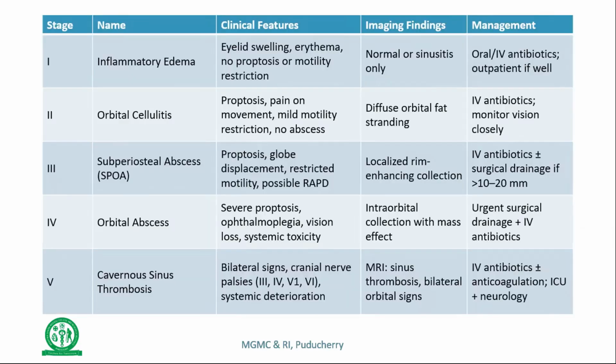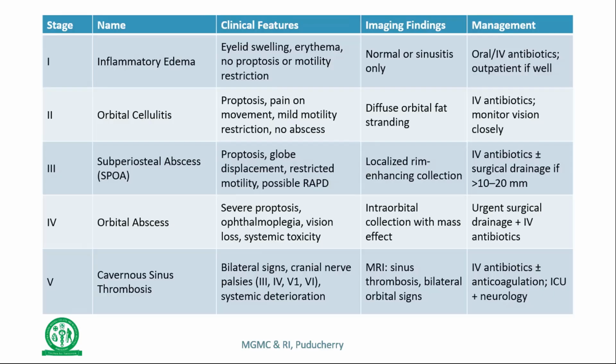So this is an overview of the different stages of orbital cellulitis, and just to quickly tell you how to manage the case. So the first stage is preseptal, where there is only inflammatory edema with normal orbital findings. Start the patient on oral or IV antibiotics as per the severity. The patient can be treated as an outpatient. In case of pain, proptosis, and motility restriction with orbital cellulitis stage 2, and imaging shows a diffuse orbital fat stranding, patient needs to be admitted, started on IV antibiotics, and monitored closely.